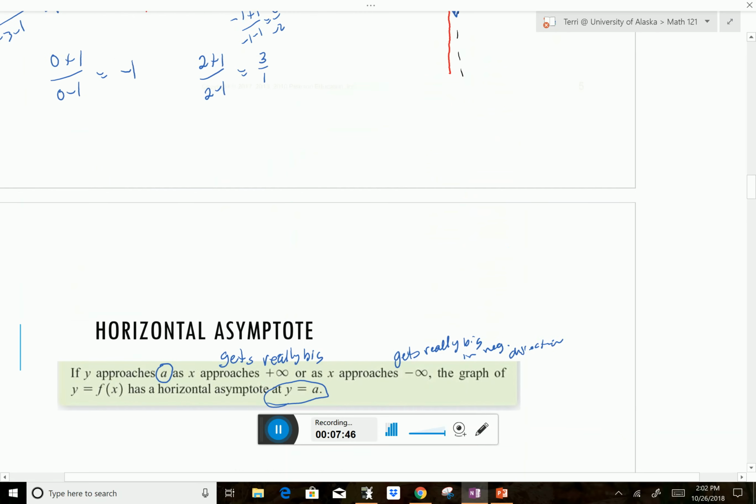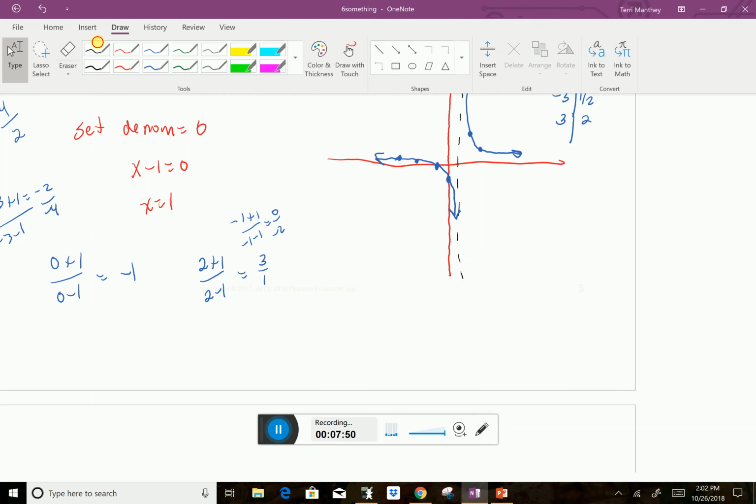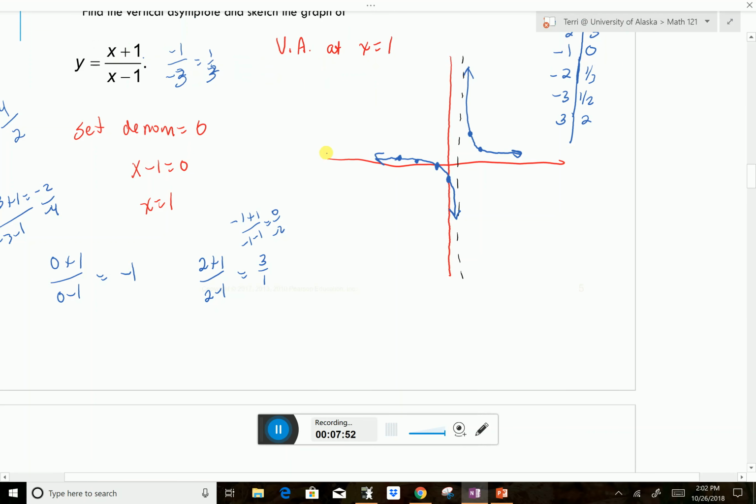Let's go back up to this and look at it for a second. What seems to be happening in this problem? Looks like there might be a horizontal asymptote right here, and it looks like it's happening at y equals 1. Let's think about why that would be.